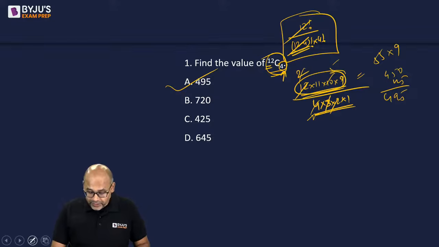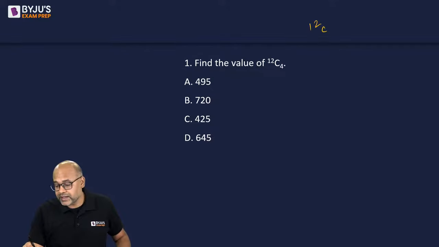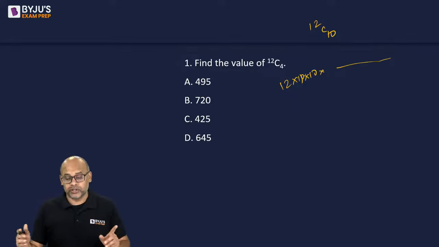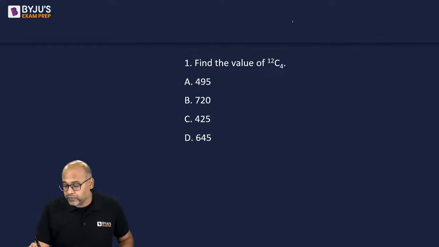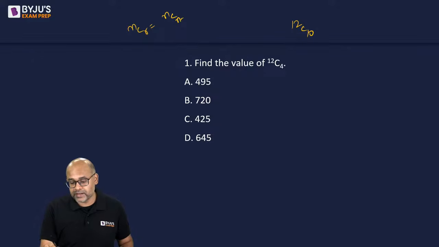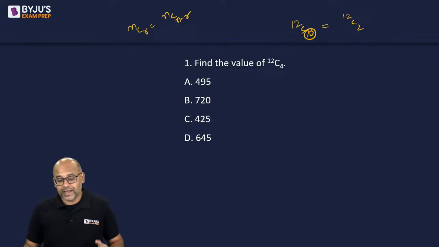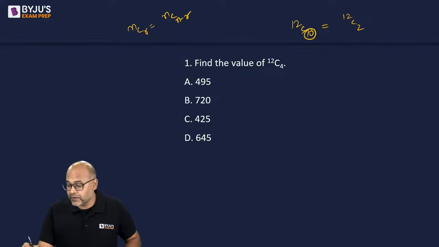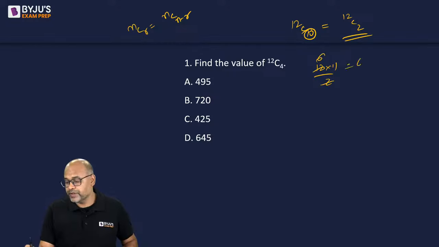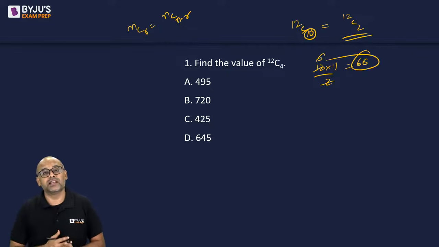Now one small other trick also. Let's say you want to find 12C10. Now, are you going to write 10 terms, 12 into 11 into 10 and so on? Will you write 10 terms? Don't. What should you use? If you want to find out 12C10, we know nCr is equal to nC(n minus r). So this 12C10 should be equal to 12C2. Always try to convert this into a smaller number. Use that funda. So it is 12C2. Therefore, this becomes 12 into 11 by 2, which is 66. In that case, the answer is going to be 66.